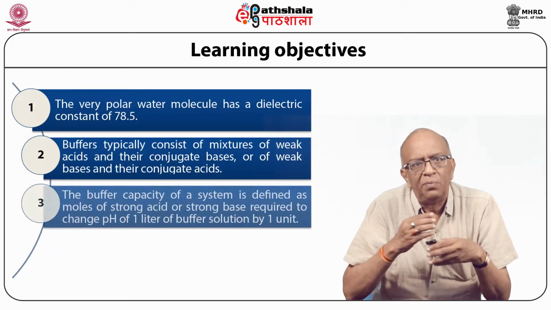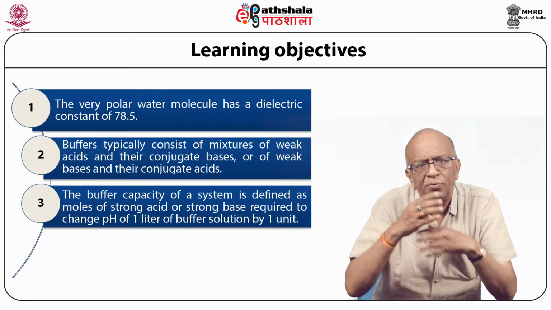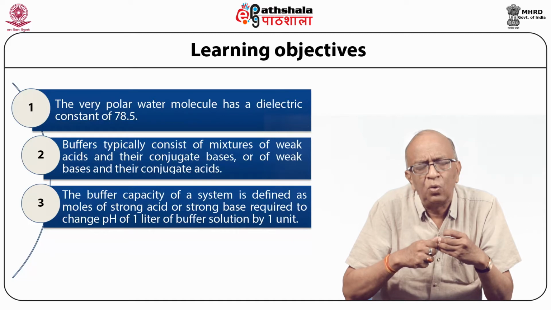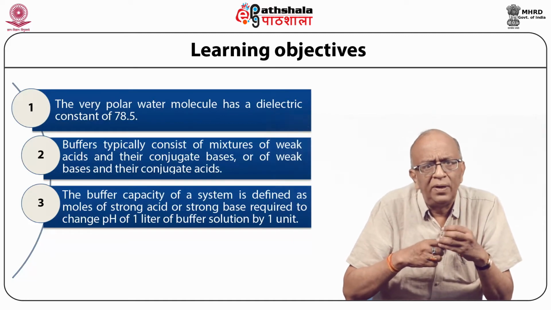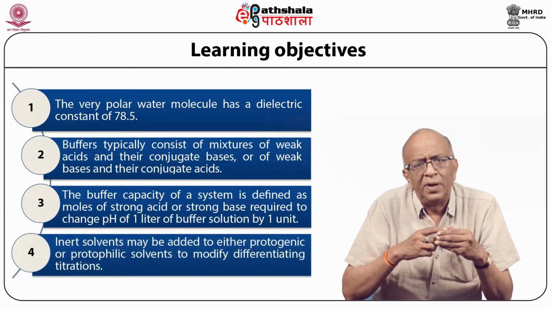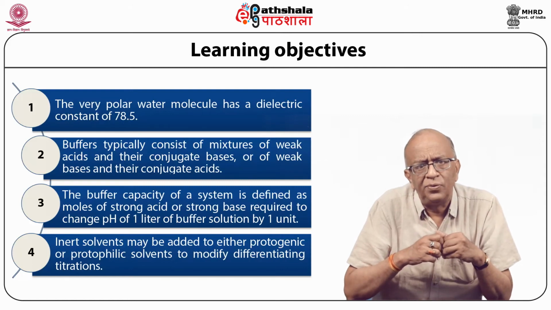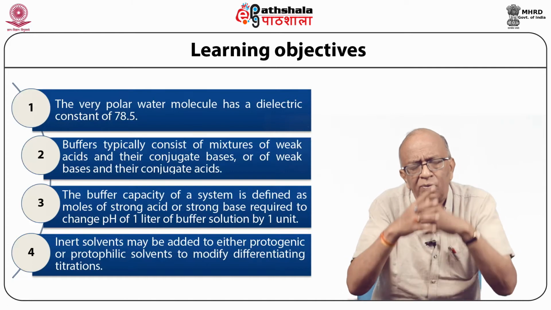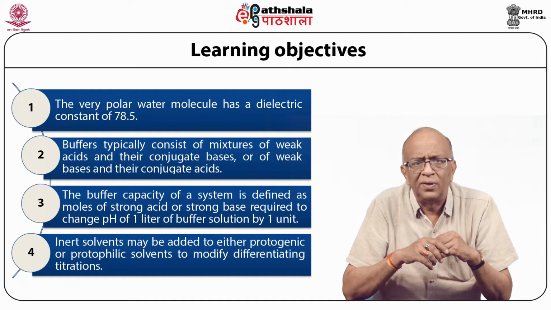Buffers typically consist of mixtures of weak acids and their conjugate bases, or of weak bases and their conjugate acids. The buffer capacity of a system is defined as the moles of strong acid or strong base required to change the pH of 1 liter of buffer solution by 1 unit. Inert solvents may be added to either protogenic or protophilic solvents to modify differentiating types of titrations.